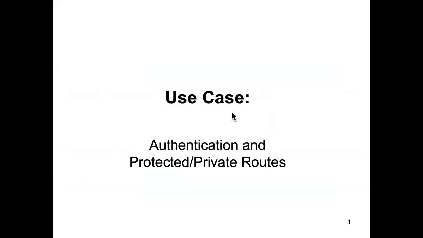Right. My use case is I want to implement authentication for my React app. And I want to be able to declare certain routes as being protected or private. In other words, in order for a user to access a protected or private route, they first have to log in. They first have to authenticate, and the app will force them to authenticate. Other routes may be publicly accessible.